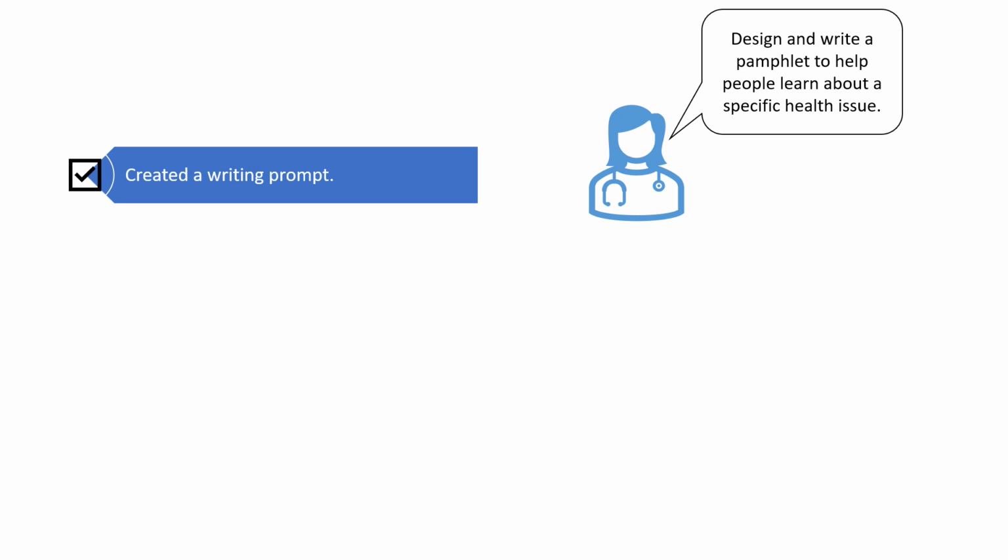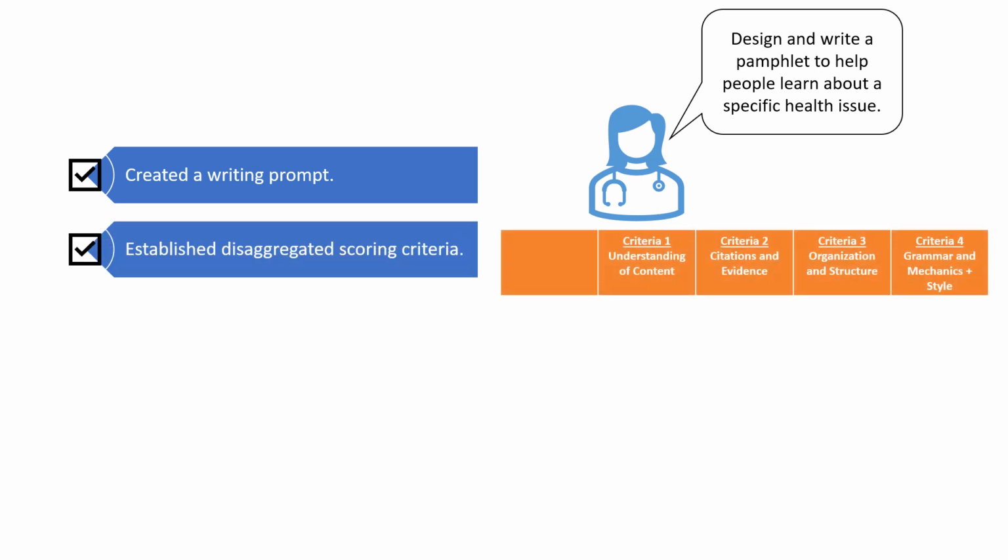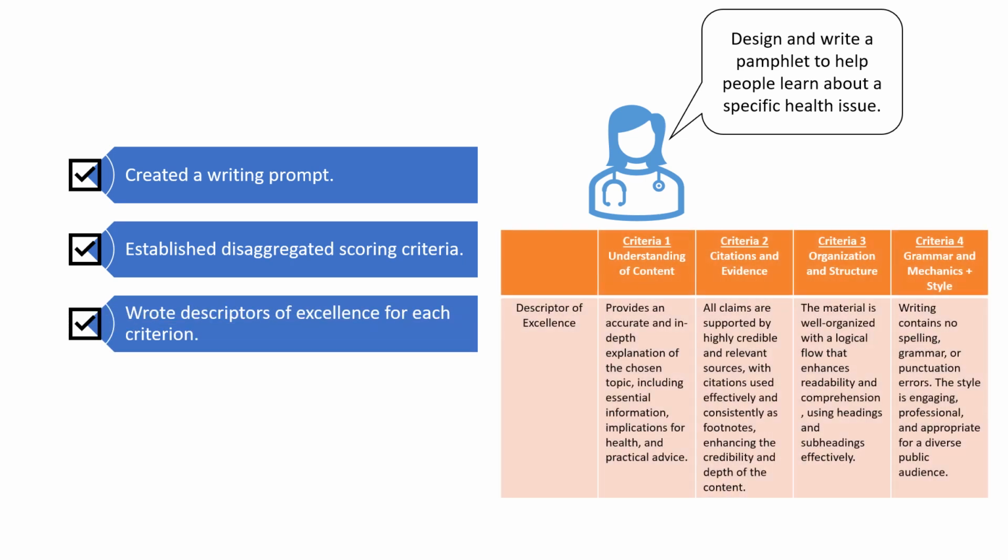Let's go back and check in on our health science teacher from last week. She started by creating a writing prompt. In this case, the prompt essentially was to design and write a pamphlet to help people learn about a specific health issue. She then established disaggregated scoring criteria to assess the student's work. You can see the 4 criteria she came up with here. She then wrote down descriptors of excellence for each criterion.